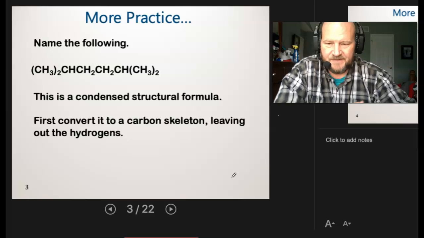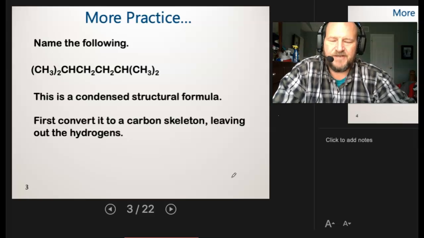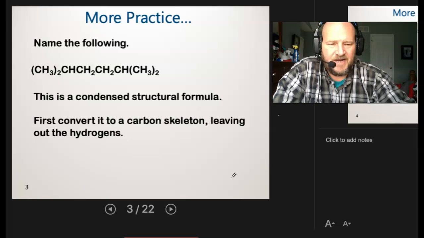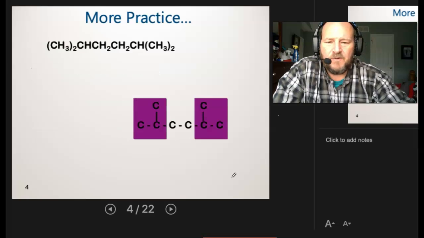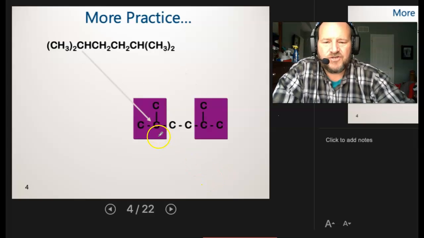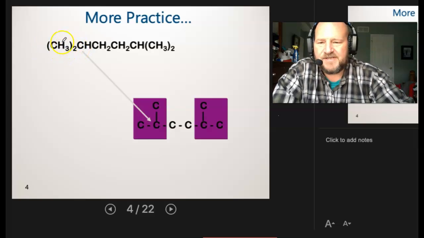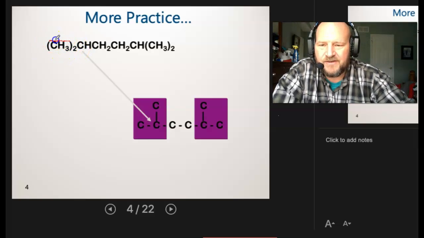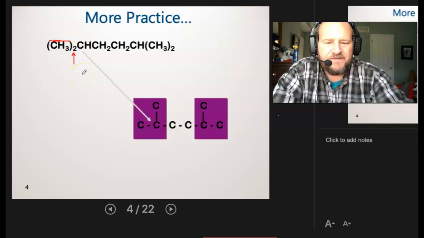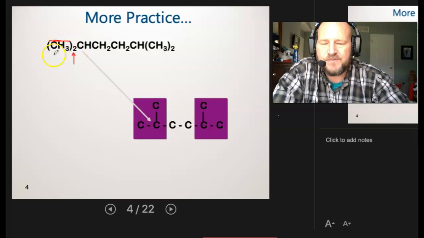So what we want to do then is convert our condensed structure into the carbon skeleton. Now we're not going to worry about the hydrogens. We know that carbon has to have 4 bonds, and so we can always count those if we need to make sure we have 4 bonds on each carbon. But what we want to do is be able to convert so that we can see the structure drawn out. So don't get confused by the parentheses here. This is saying we have a methyl group, right? That's all that is. And then we have a 2 down here. So we're just following normal chemistry convention. It's saying we have 2 methyl groups.